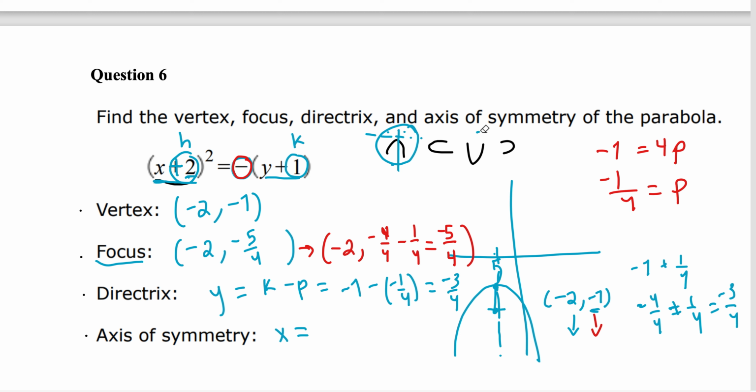So now the answer is going to be y equals -3/4. Remember that the directrix, just like the axis of symmetry, is a line, so we just want y equals something or x equals something. Now the axis of symmetry is simple. Remember, it's what cuts the parabola in half, which is where the vertex is, the x of the vertex. So x equals -2.